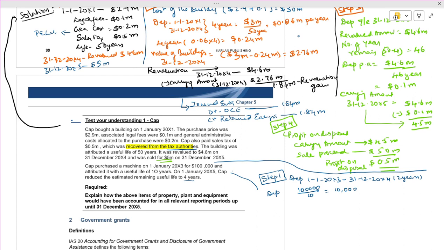This is per annum. If we take it for 2 years, how much? It will be 20,000. Carrying amount as on 31st December 2004, I am taking a very shortcut approach: 100,000 minus 20,000 depreciation. It comes to 80,000.